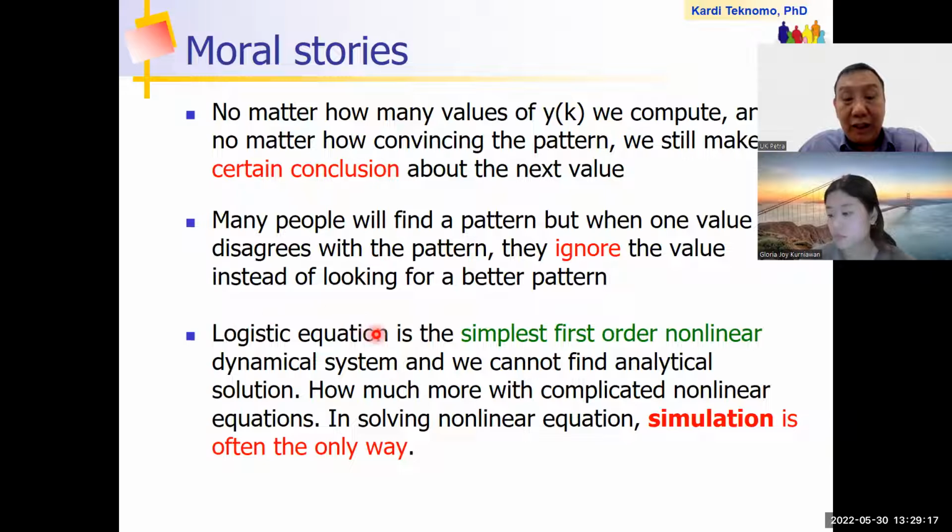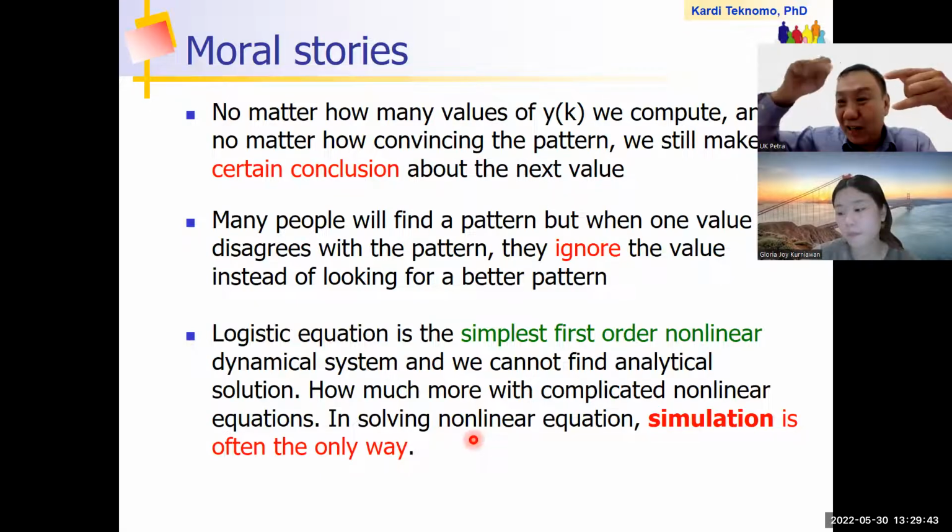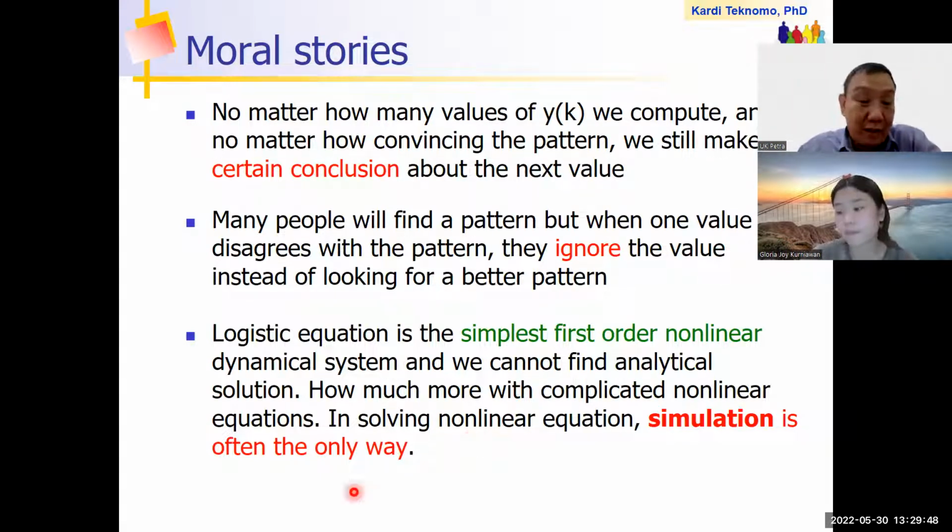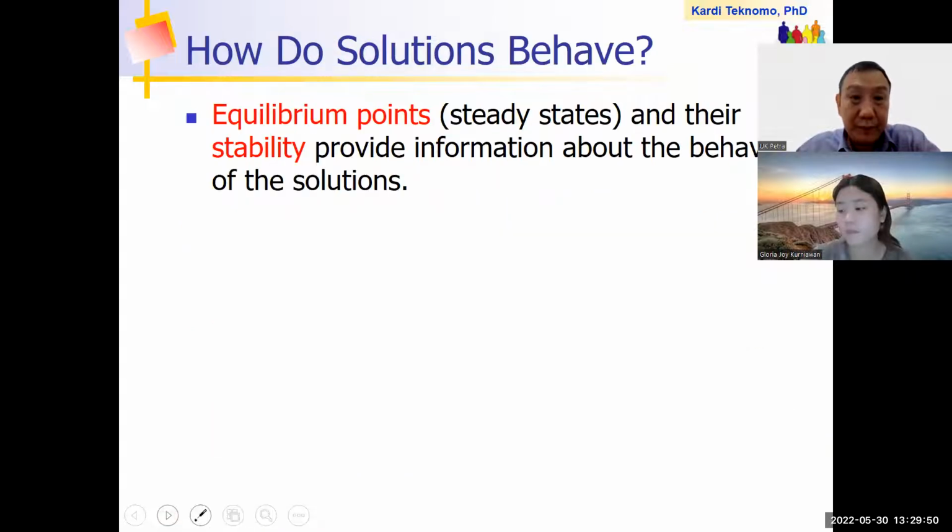Okay, the logistic equation is the simplest, right? First order only, right? A nonlinear dynamical system, and yet we cannot find the algebraic solution. Okay, so how much more with a more complicated nonlinear system? Okay, so that means to solve a nonlinear equation, probably simulation is often the only way. The only way. Yeah, that means you use the recursion. Yeah? Simulation means you use the recursion. You cannot find a simple algebraic solution.